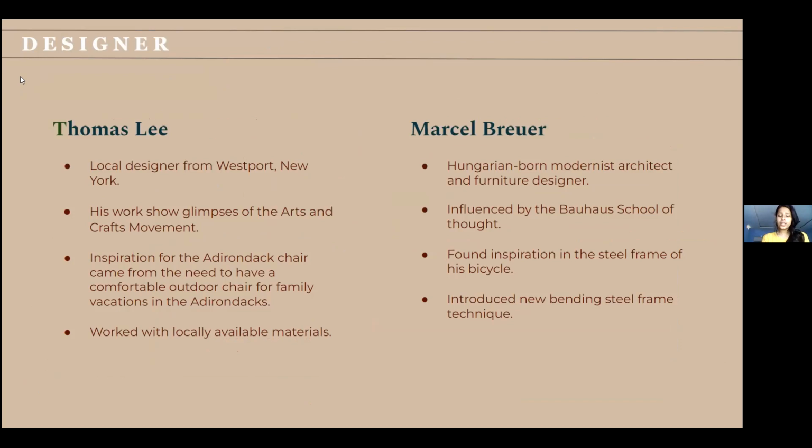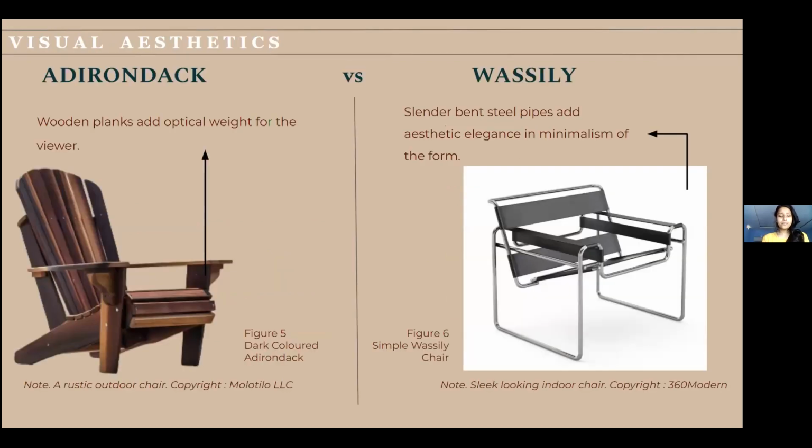Lee preferred working in outdoor surroundings and used locally available materials. Breuer, on the other hand, liked experimenting and introduced the steel tubing technique in his design for the Wassily chair. The visual impact of both the chairs is directly related to the material selection. Solid wooden planks in the Adirondack chair, along with the physical weight, also add optical weight for the viewer. The slender bent steel pipe of the Wassily chair adds aesthetic elegance in minimalism of the form.